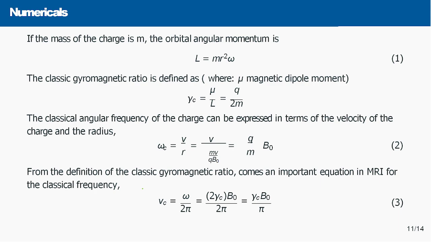The classic gyromagnetic ratio is the gyromagnetic constant we have calculated there. Here it is shown how it has been derived, that is gamma c equals mu by L, where mu is the magnetic dipole moment, and from that we can calculate that it will be equal to the gyromagnetic ratio. It is frequency dependent, and it also depends on the external magnetic field.